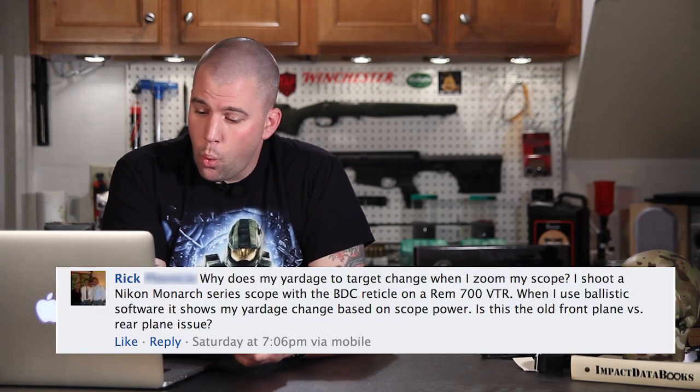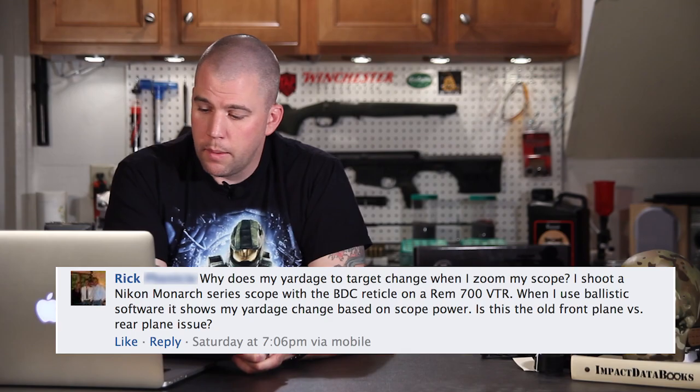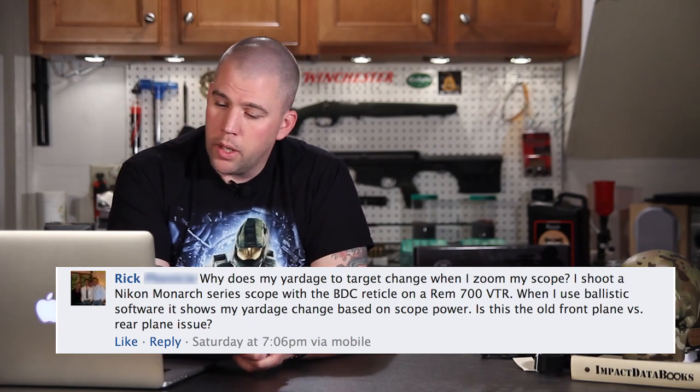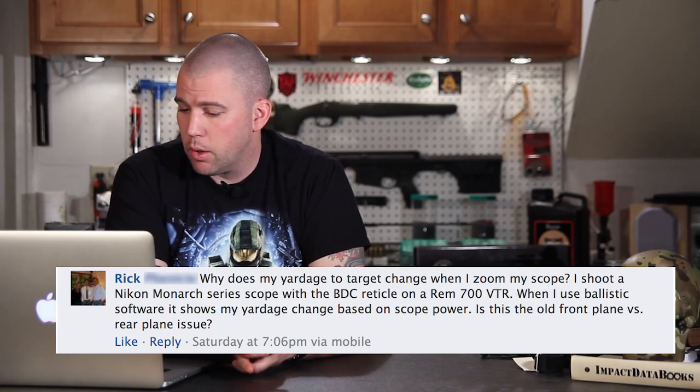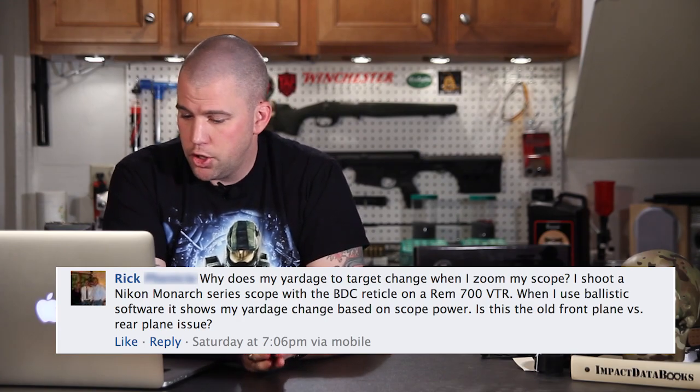And our last question of the week is from Rick. Rick asks, why does my yardage to target change when I zoom my scope? I shoot a Nikon Monarch series scope with the BDC Reticle on a Remington 700 VTR. When I use ballistics software, it shows my yardage change based on scope power. Is this the old front plane versus rear plane issue?